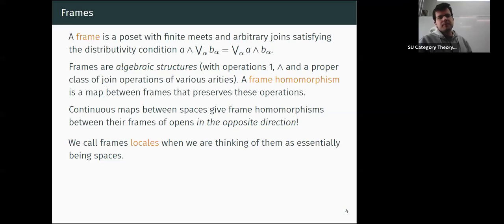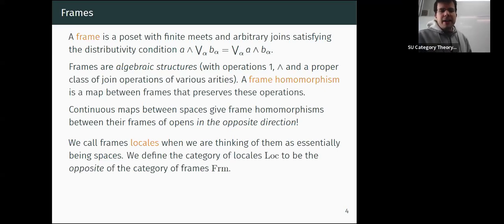But as I was saying, really it's the opposite of the category of topological spaces which is like frames, because of this reversal of the order. So if we want to think of frames as actually being like topological spaces, we want to reverse the order of the frame homomorphisms. When we're thinking of frames as being spaces, we call them locales. A locale is just a frame. It's not different to a frame. It's exactly the same thing, but it's when we're thinking of the frame as being a space in some sense. And then we define a category of locales to be the opposite of the category of frames. So a locale morphism is a frame morphism going backwards.